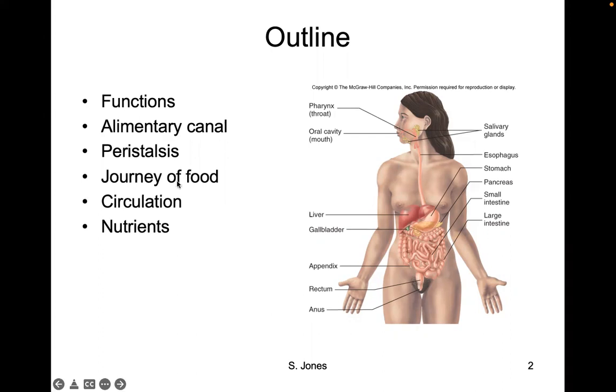We'll do a summary of basically from when you first put food into your mouth, where it goes, and what happens in each of those parts of the digestive system before it comes out as feces. We'll talk about circulation. We're talking about blood flow here because we're trying to get food broken down into small bits into our blood and then circulate that blood through our body. So we have to talk about the way blood moves out of the digestive system. And then we'll end with nutrients.